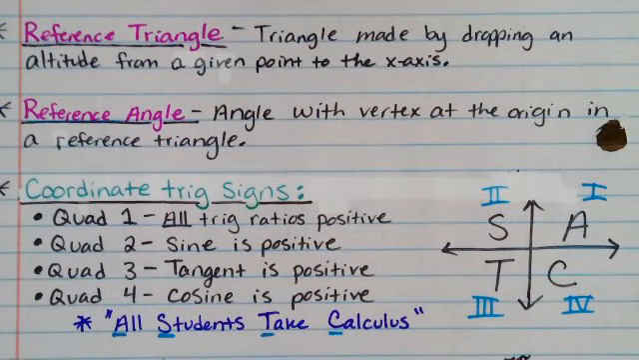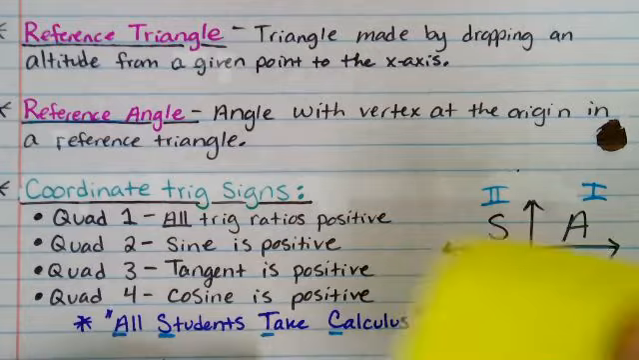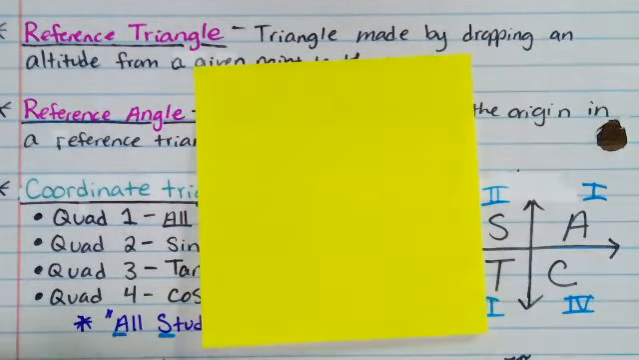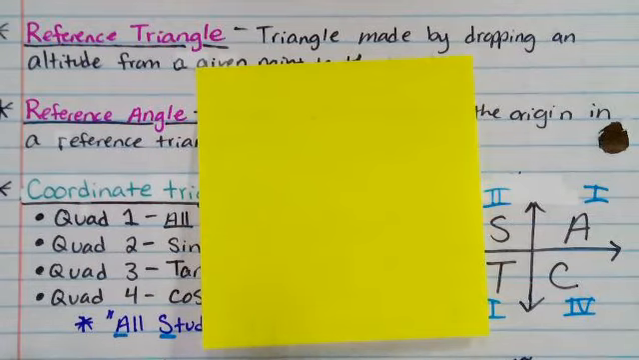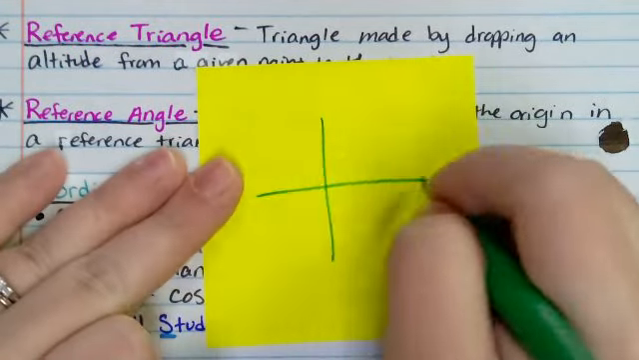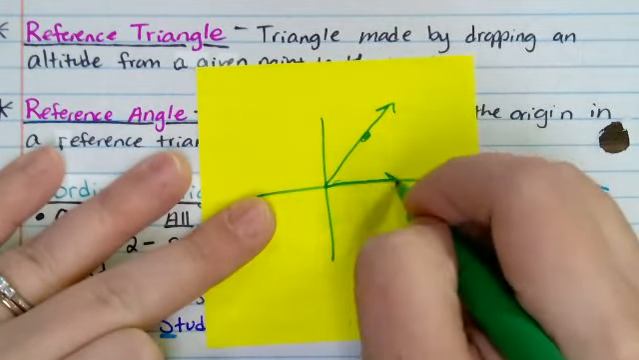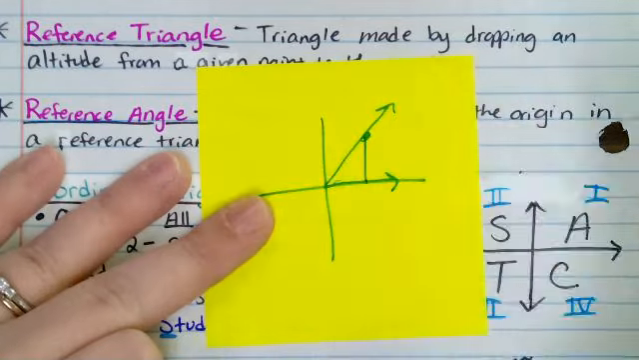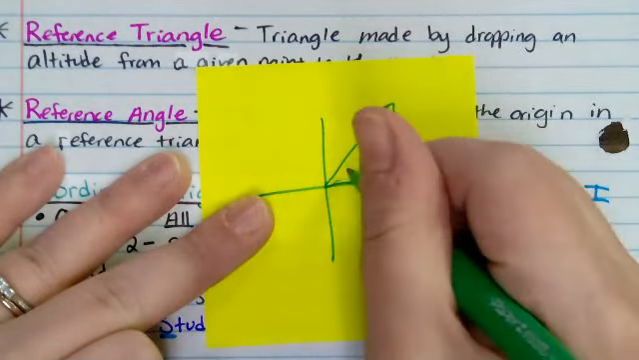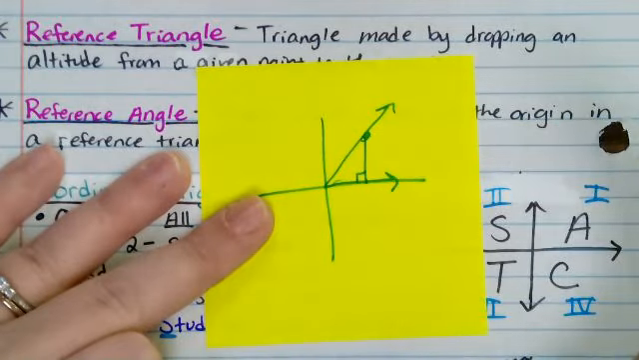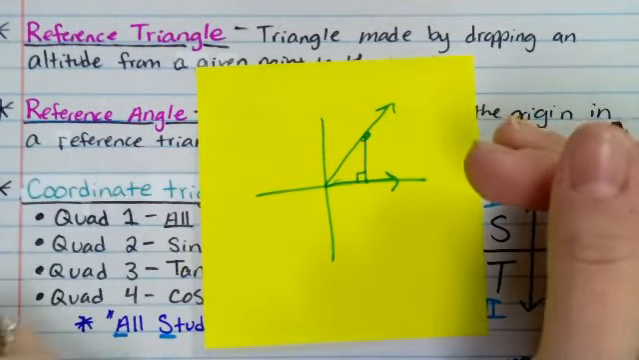A reference triangle is a triangle that you make by dropping an altitude from a given point to the x-axis. So if you're looking at one of those angles we were seeing in the last video, say that you have something in standard form. You've got this point that you're looking at, and we talked about the fact that you can create a triangle. That reference triangle is this triangle. So you've already been drawing that a little bit and not really realizing that's what you were doing.